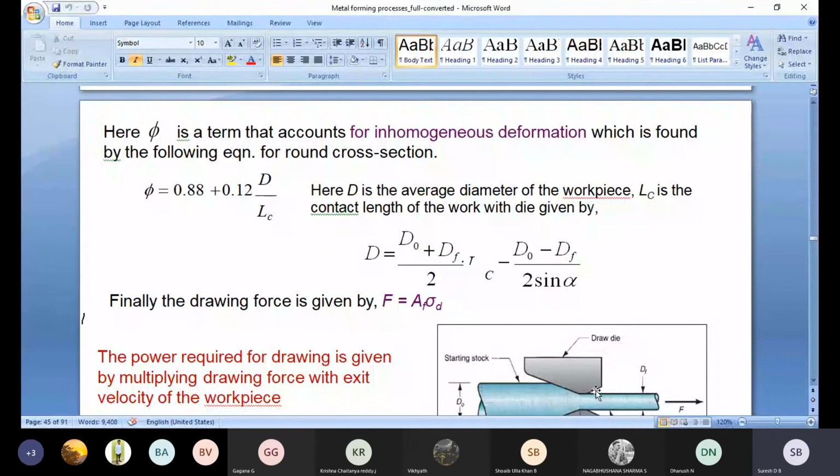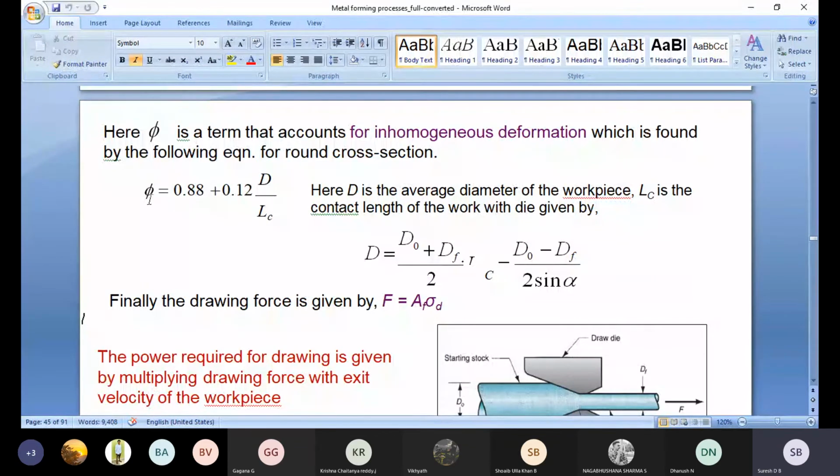Once the die is in contact with this particular material, somewhere at one point the material is elongated and at some other point the material is compressed. In that case the material is not equally distributed throughout. That is called inhomogeneous deformation, which means the material is not equally distributed along the length of the specimen. It is found by the following equation for round cross section.